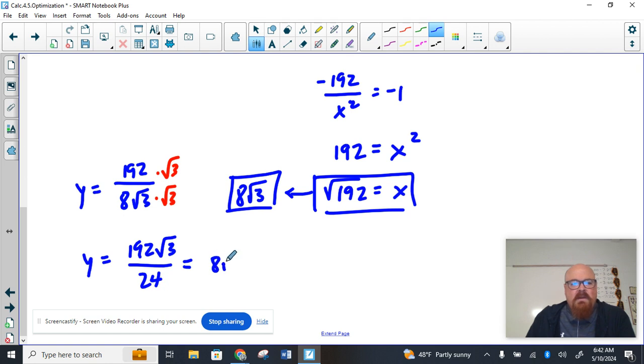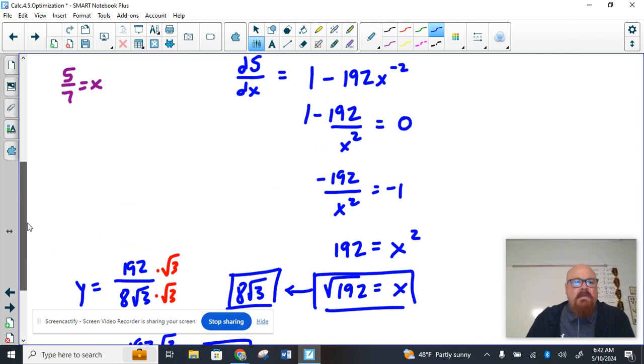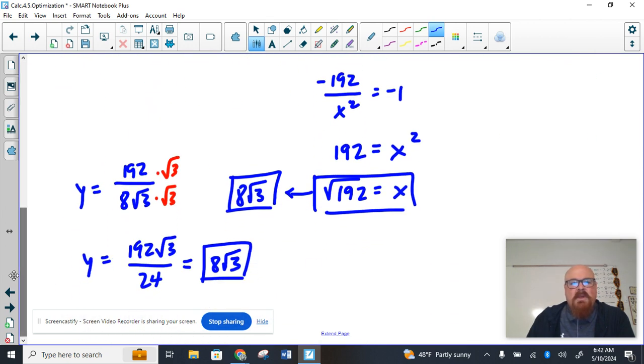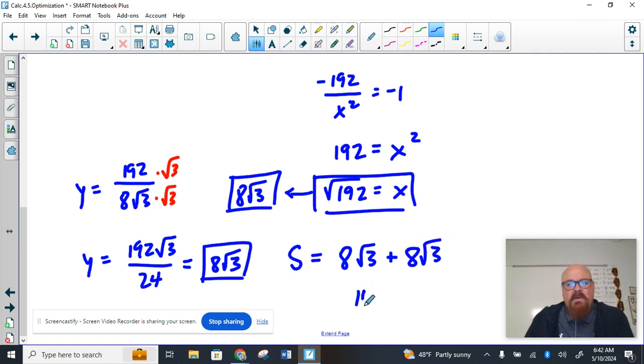So what do we get? We get 8 radical 3. So our values of x and y are actually the same. So the sum as a minimum would be, so again, our sum that we are trying to minimize is 8 radical 3 plus 8 radical 3 for a total of 16 radical 3. So this is our minimum sum for two numbers whose product is 192.